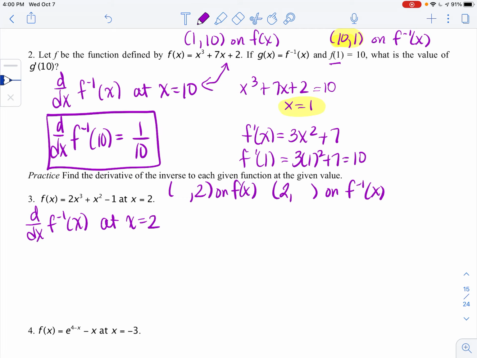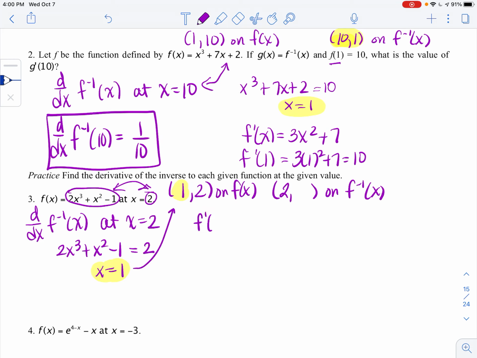So the first thing you have to do is always start by setting these 2 expressions equal to each other to find out the real x value that you're going to use to evaluate the derivative. Okay? So if I took 2x cubed plus x squared minus 1 and set it equal to 2, I would end up getting x equals 1. Like I said, I tried to keep these really easy because there's already enough steps in it. That's the x value that I really want to evaluate my derivative at.